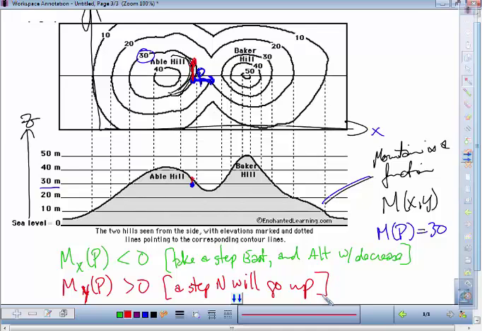Right. So how's this? Is this a little bit better than those numbers? About the same?